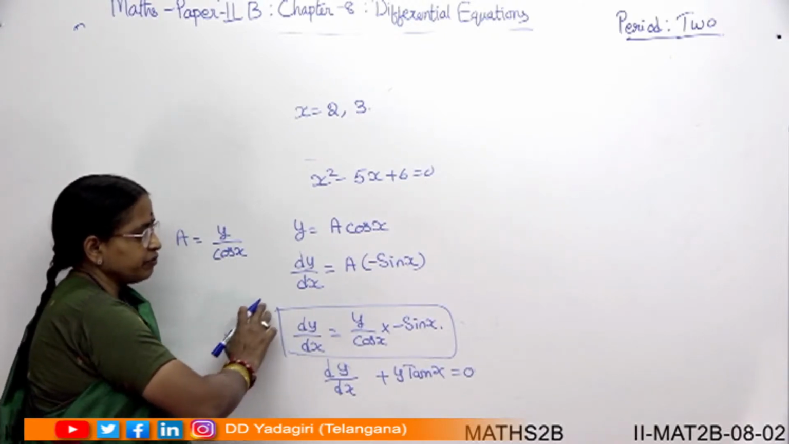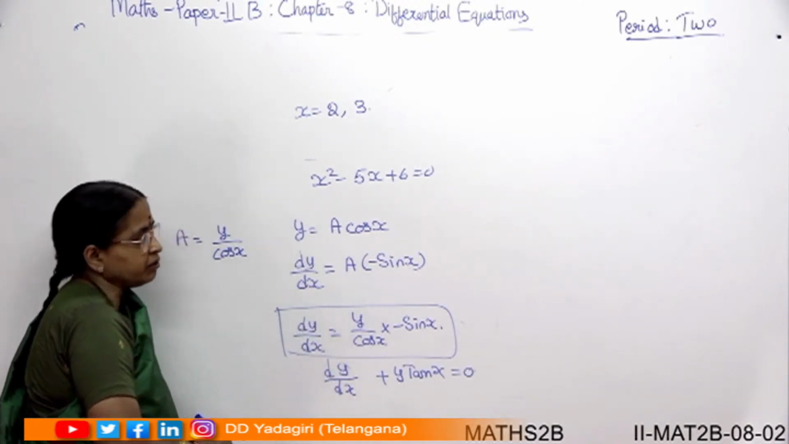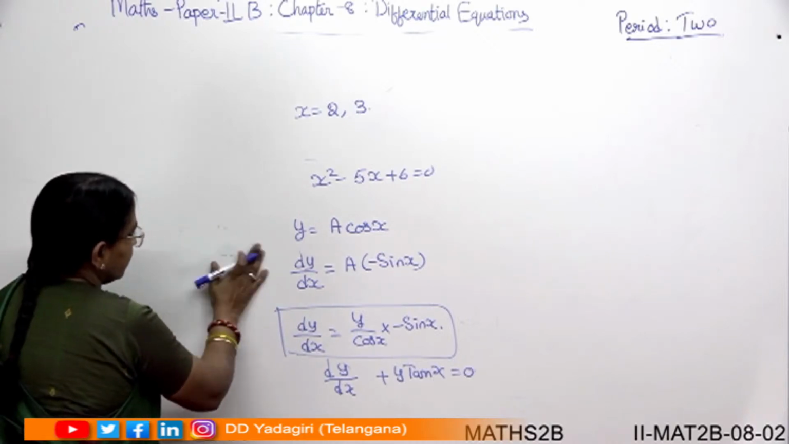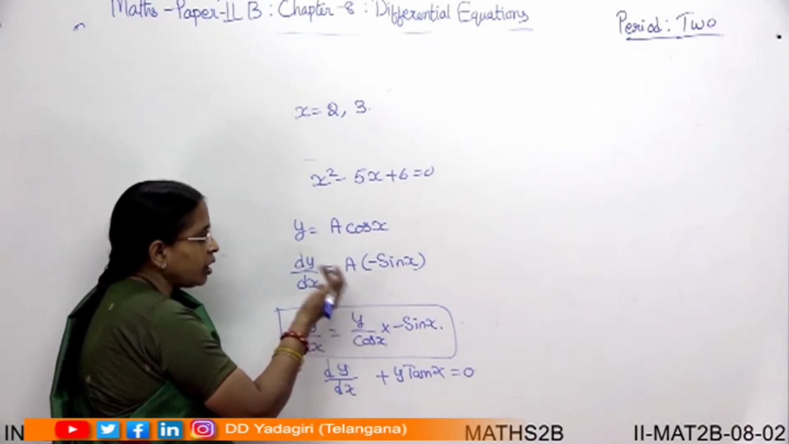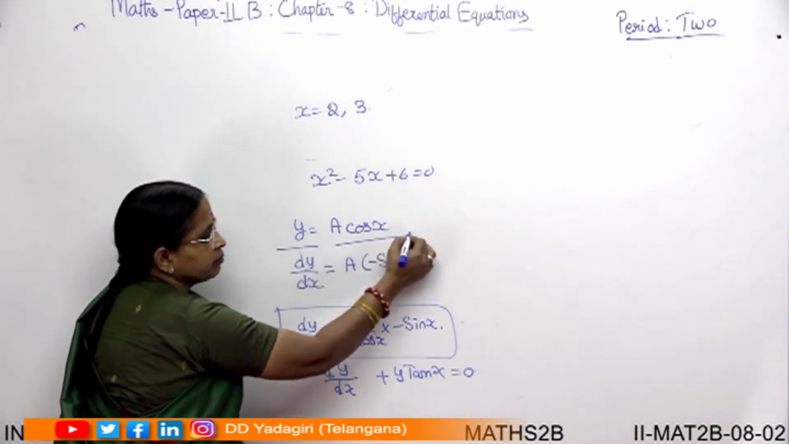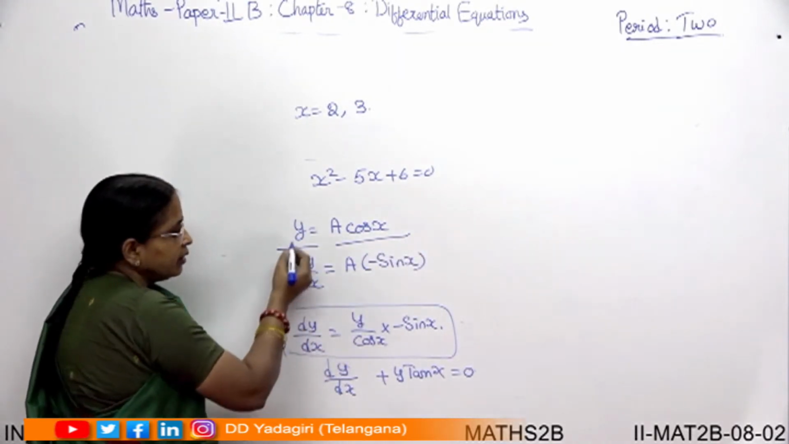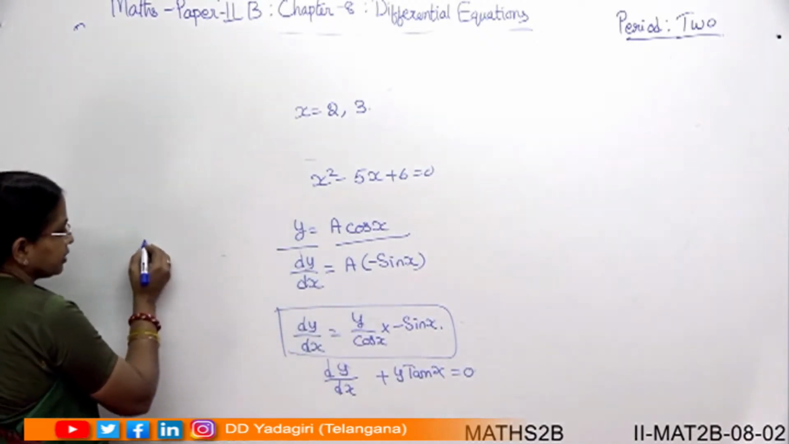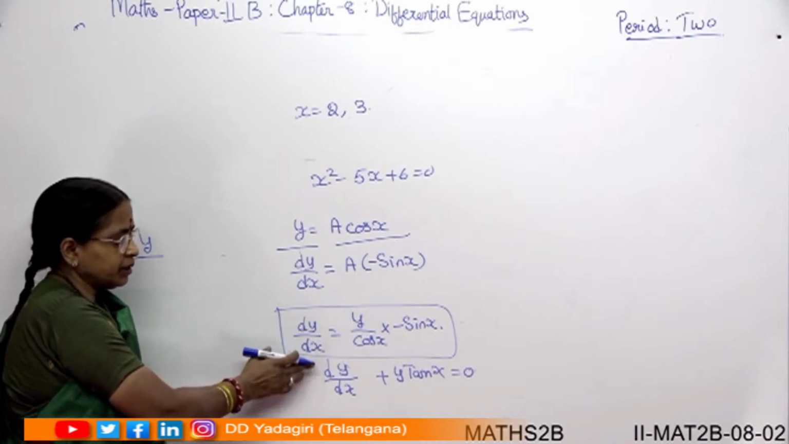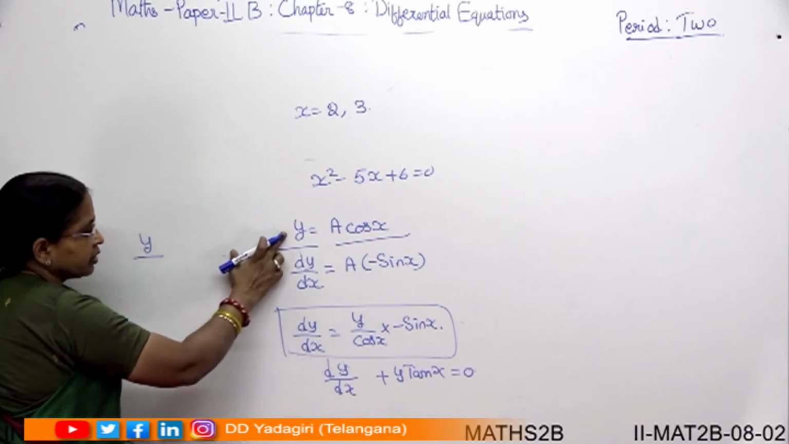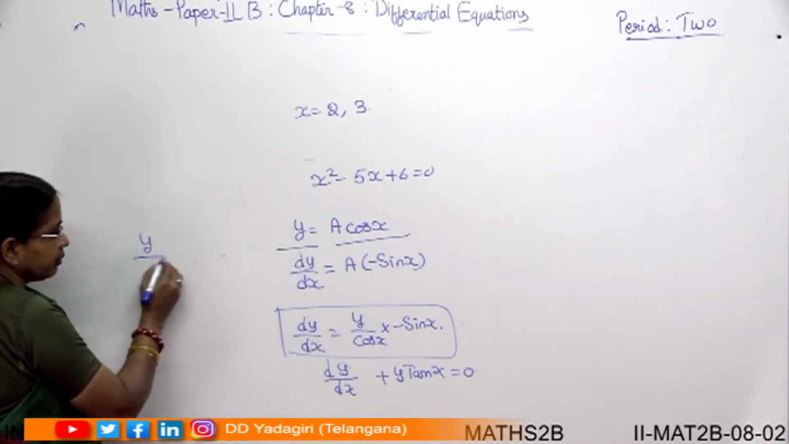So like this we form the differential equation. Now, here what did we do? We found a and substituted. Or sometimes you may think, divide one equation by the other. Then also you'll get the same equation. The equation is unique. Whatever may be the method, you get the same equation, but the simplification may be different.